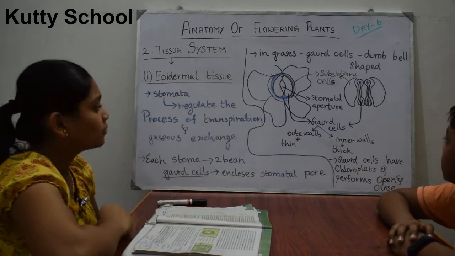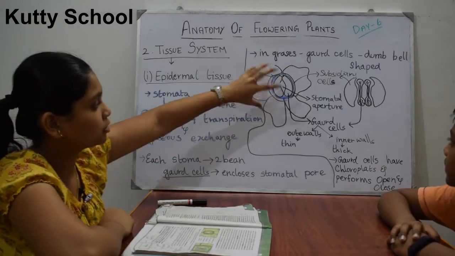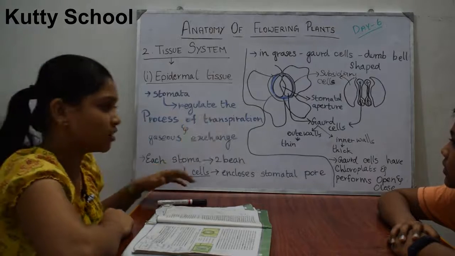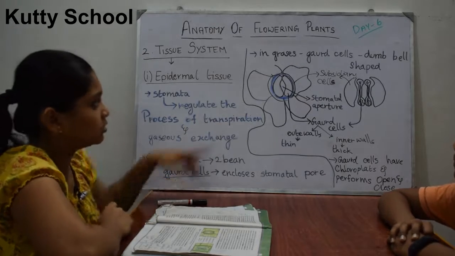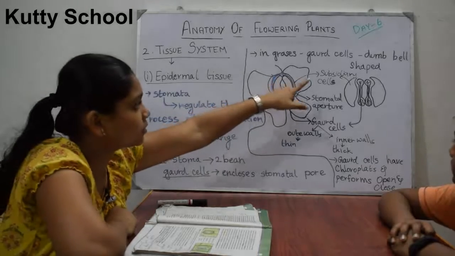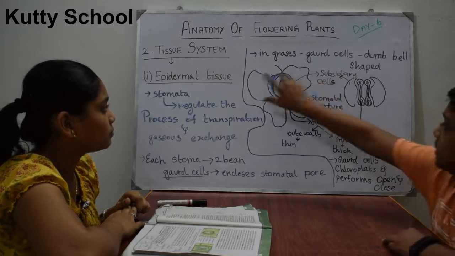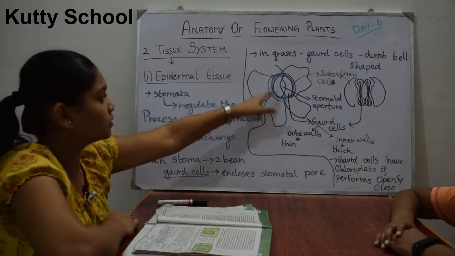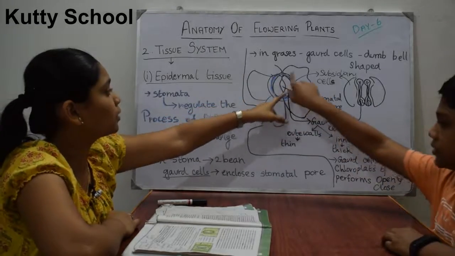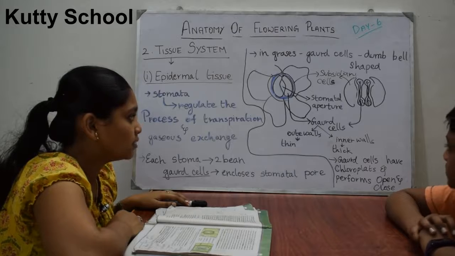The cells surrounding these guard cells, some cells that have been specialized to perform functions of this, are known as subsidiary cells, which surround the guard cells. The cells surrounding those are epidermal cells.